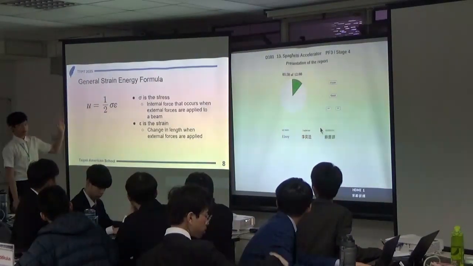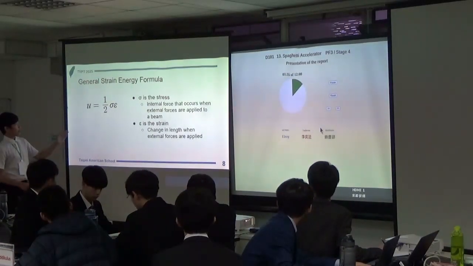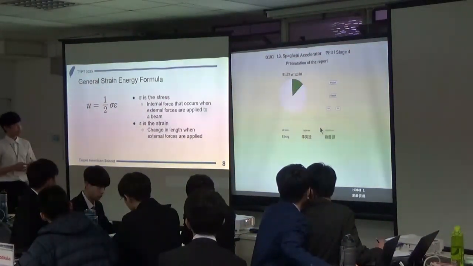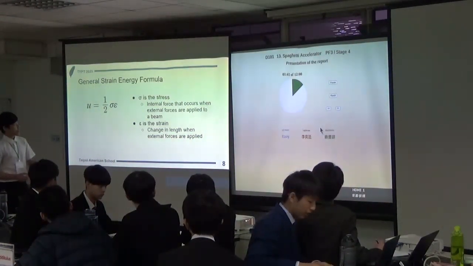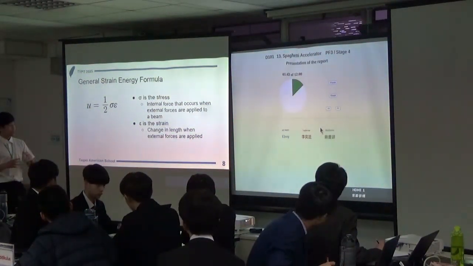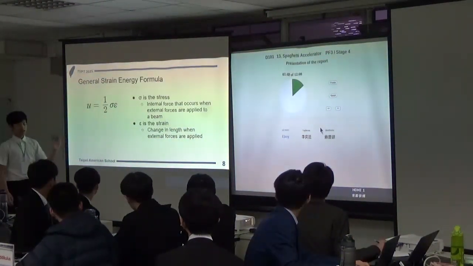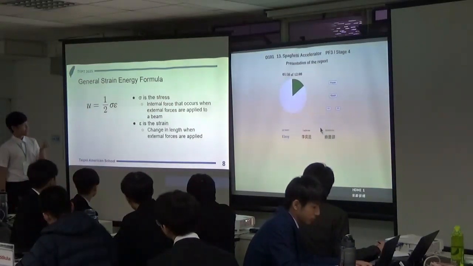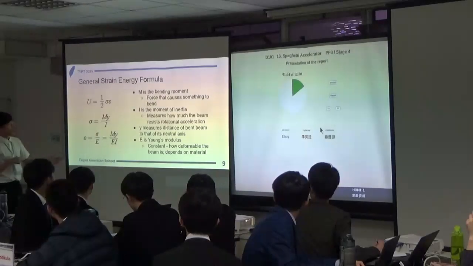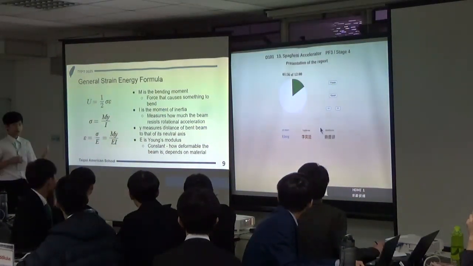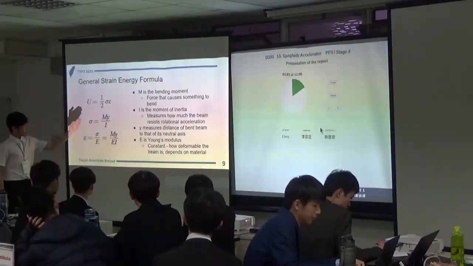First, we start with the bending energy, specifically the general strain energy formula, where sigma is the stress. It is the internal force that occurs when external forces are applied to a beam. And epsilon is the strain. It is the change in length when external forces are applied. And this U represents the energy density, the energy per a given volume. So there's a couple substitutions for sigma and for epsilon. We can see it here.